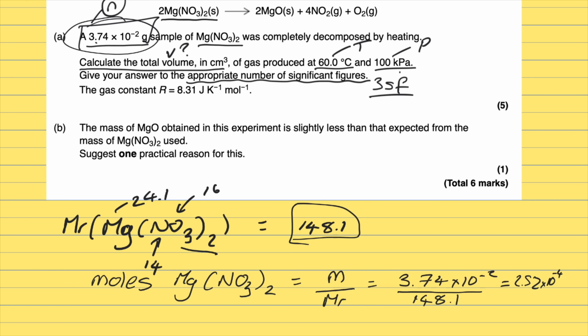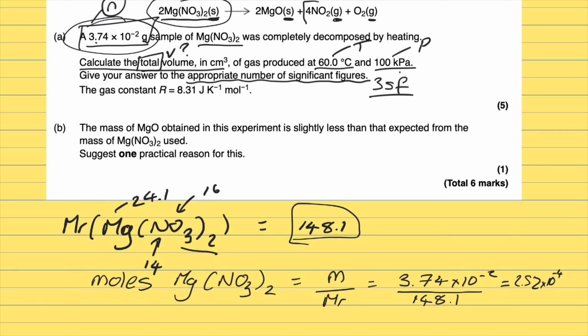Okay, so we now need to have a little bit of a think. So I've got the moles of MgNO3, but I've been asked to calculate the total volume in centimeters cubed of gas produced. So it's really important that we look at the state symbols. And I always say, if they give you state symbols in an exam, there's a very high chance that it's going to be really important to the question. They won't always give state symbols. So the state symbols are here because we've got a solid making a solid and a gas and a gas.